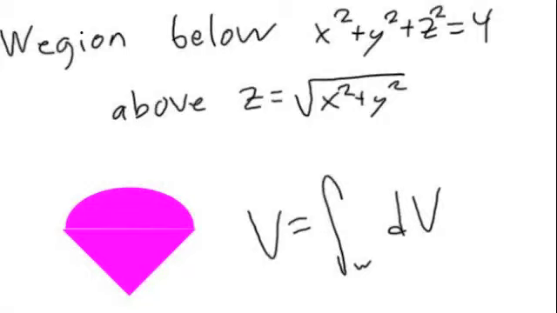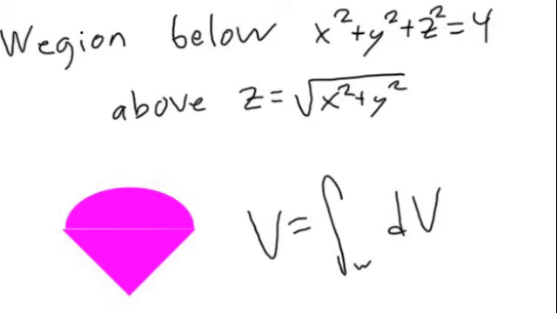Right, let's take this example of finding the volume of the region below x squared plus y squared plus z squared equals 4, which is below a sphere of radius 2, and above z equals the square root of x squared plus y squared, so it's above a cone. We did this with cylindrical coordinates also. This was basically our ice cream cone picture. So there's our view of the ice cream cone, not drawn to scale, just keep that in mind.